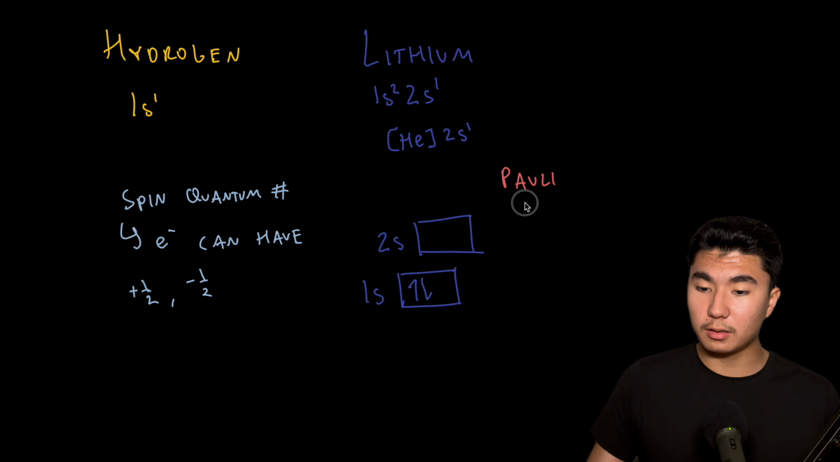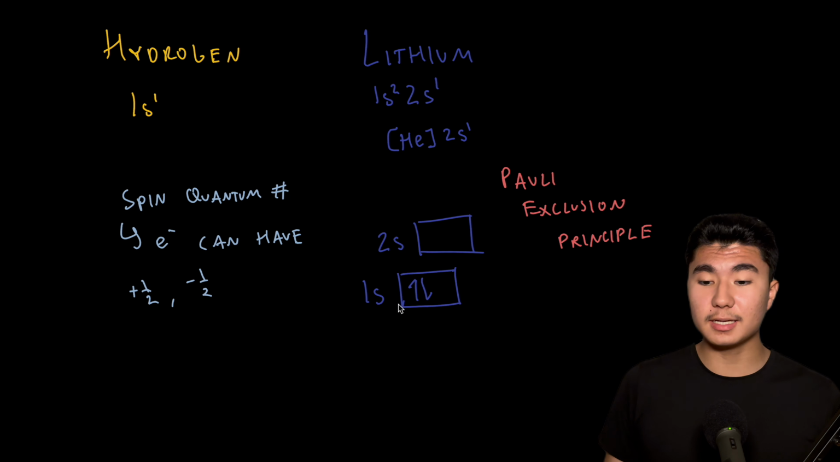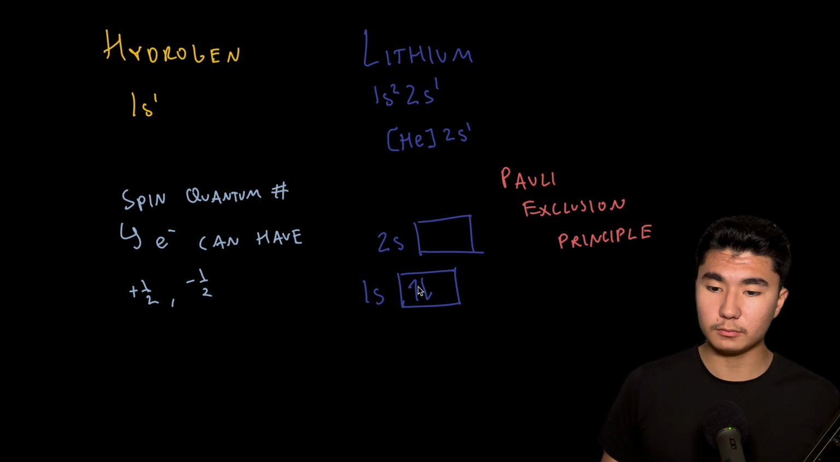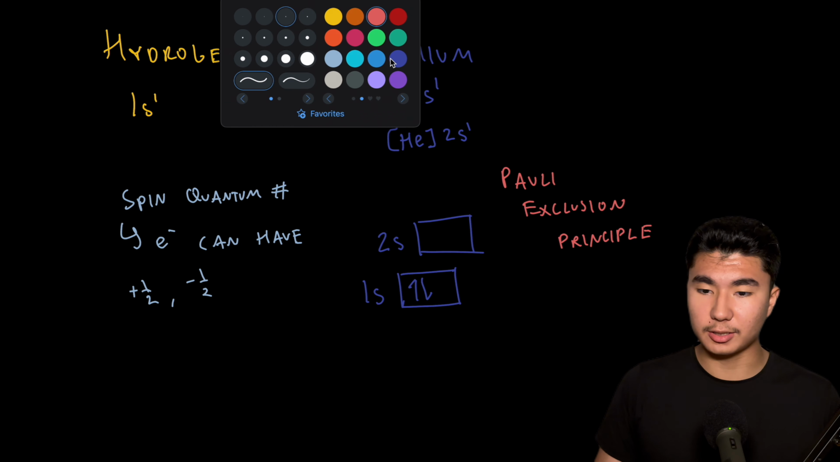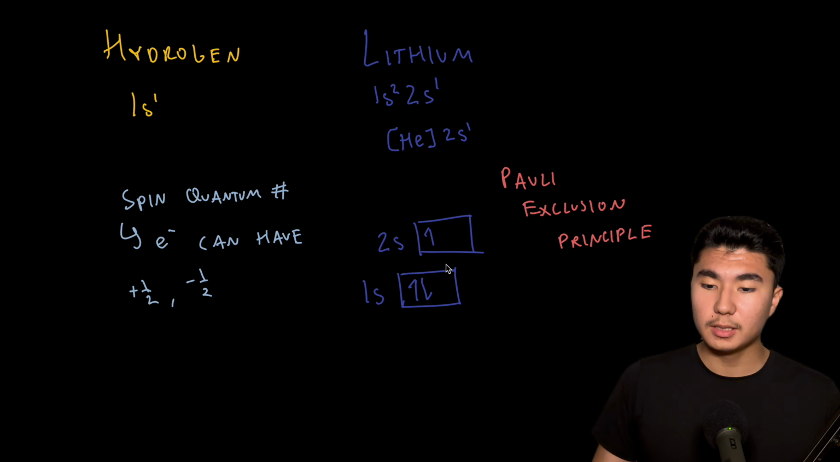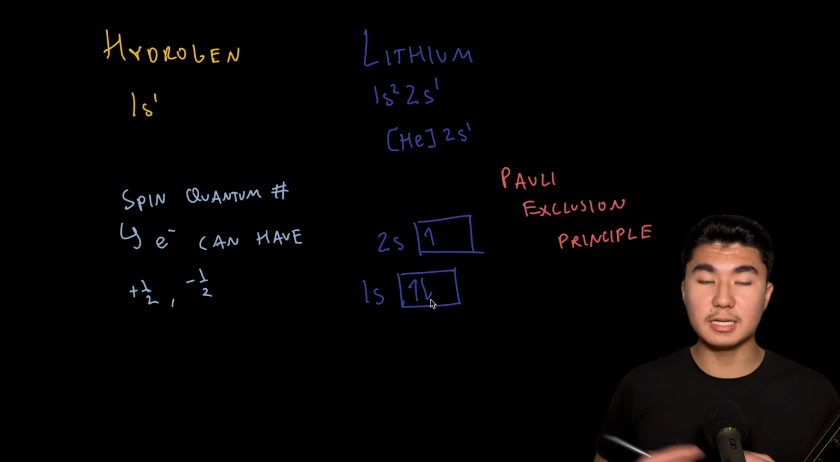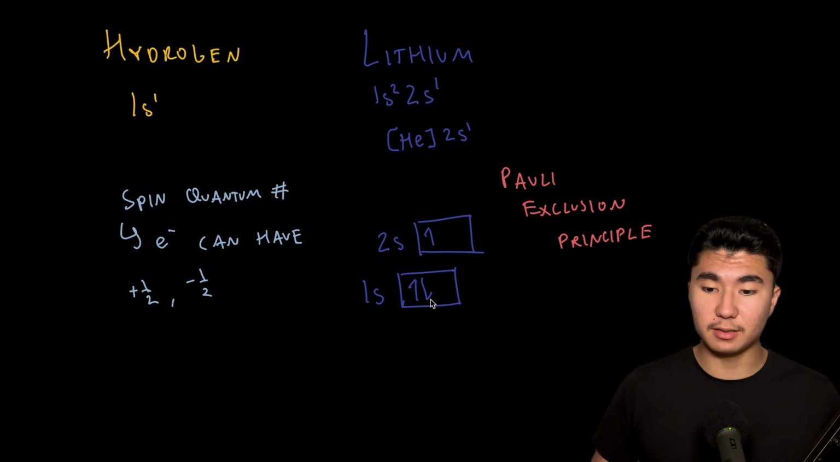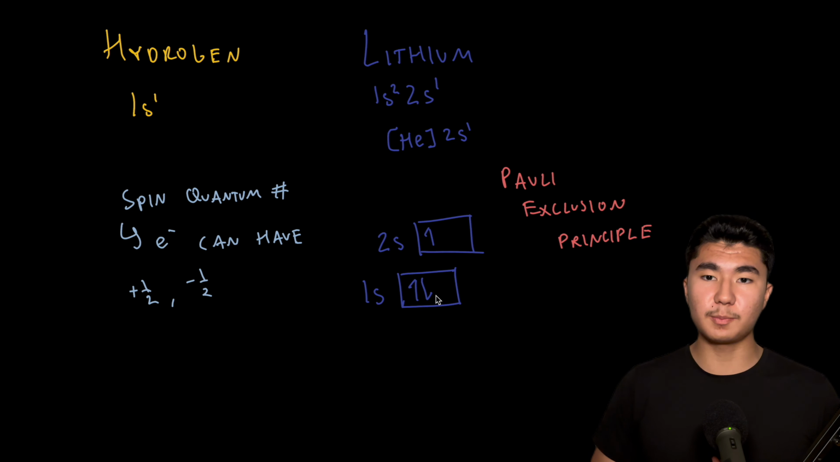So we have the Pauli exclusion principle. This is the idea where two electrons can be paired as long as they have opposite spins. If we're looking at lithium, and let me fill this one in over here, the Pauli exclusion principle is saying that the only way for us to pair these electrons is if they have opposite spins. As you can see, we have an up arrow right here and a down arrow right there, indicating those opposite spins.